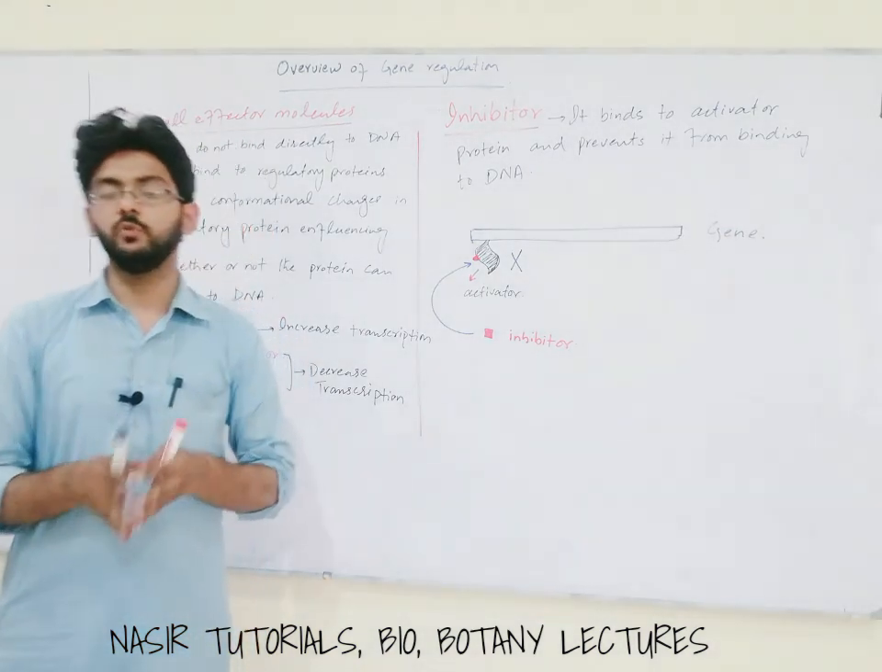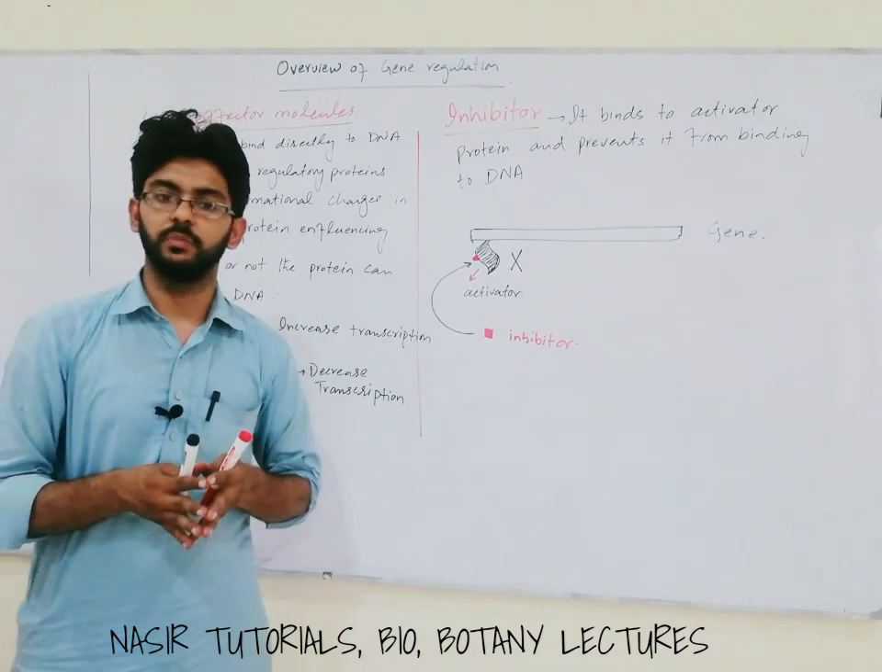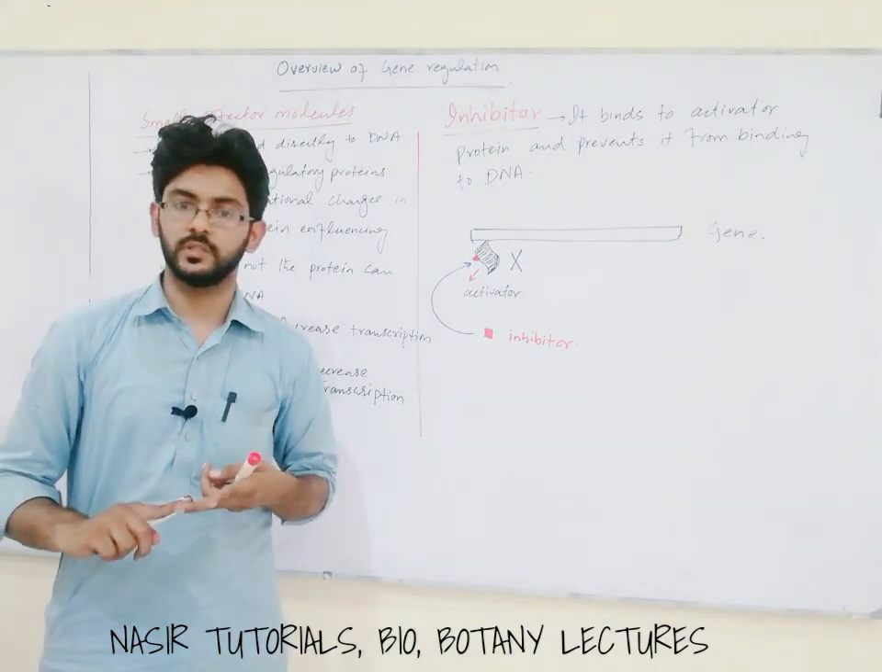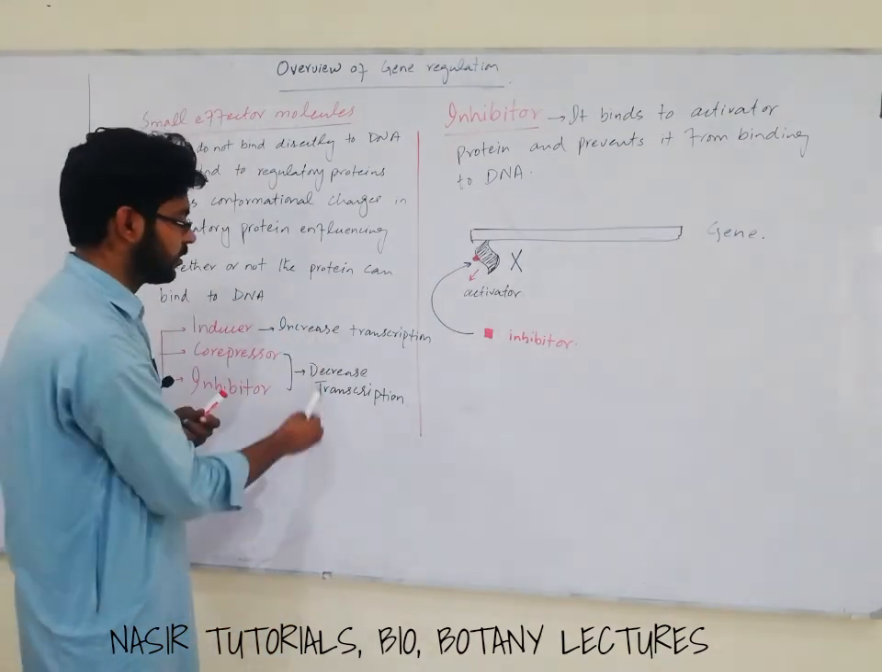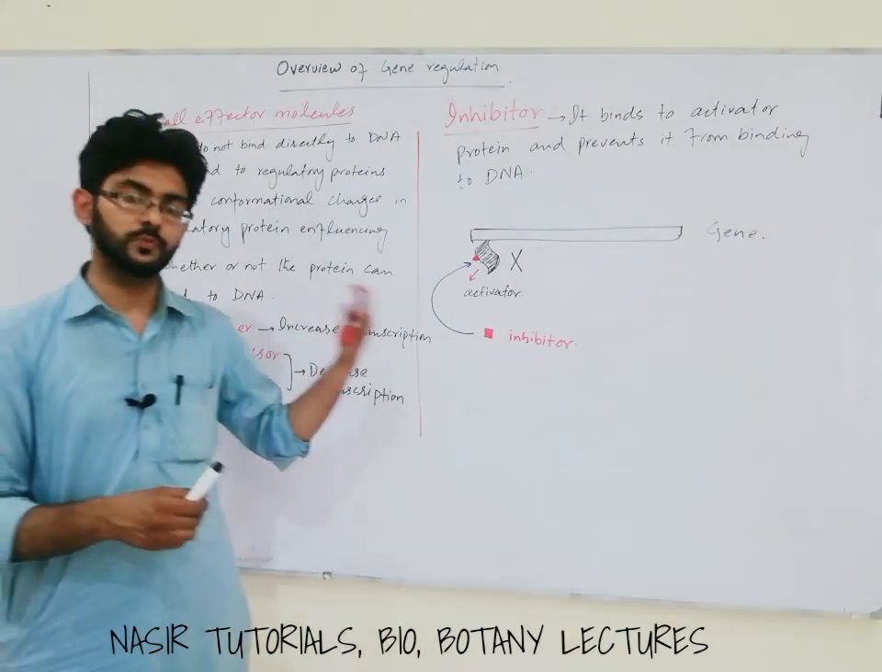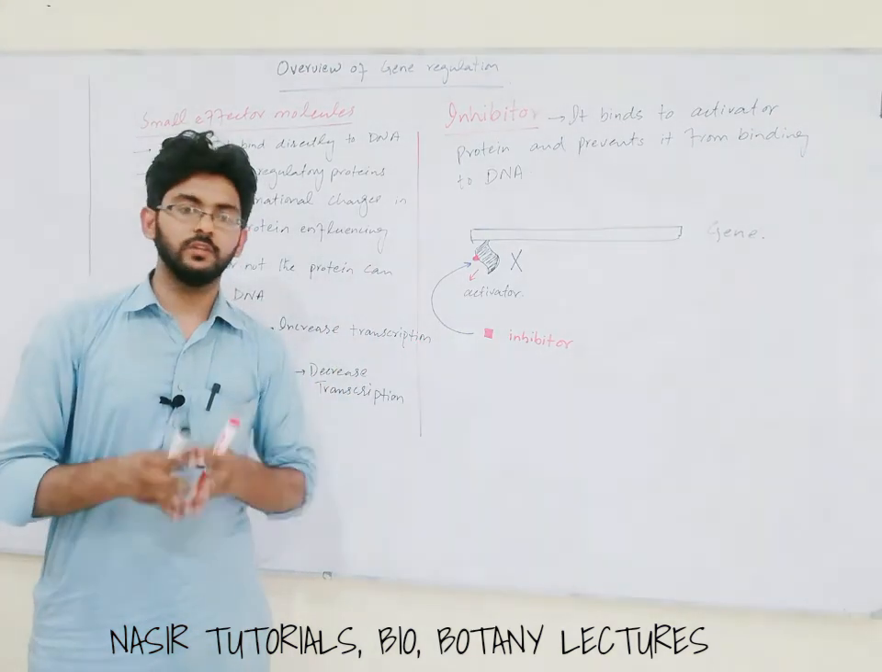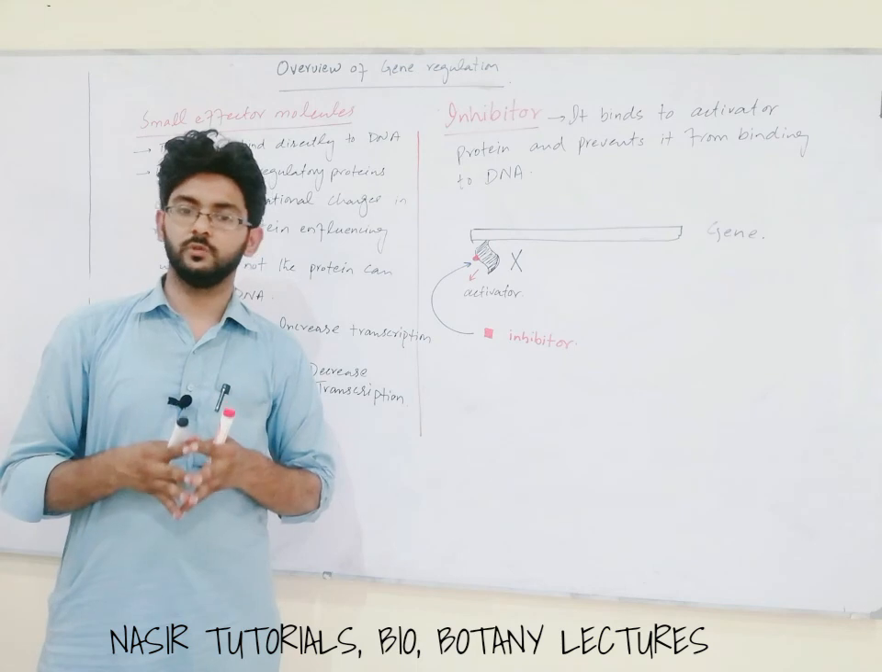This was the overview of gene regulation in bacteria. There are two regulatory proteins, activator and repressor, and there are three small effector molecules that affect those proteins, which regulate the rate of transcription. In the next video, I will come with a suitable example of gene regulation in bacteria.